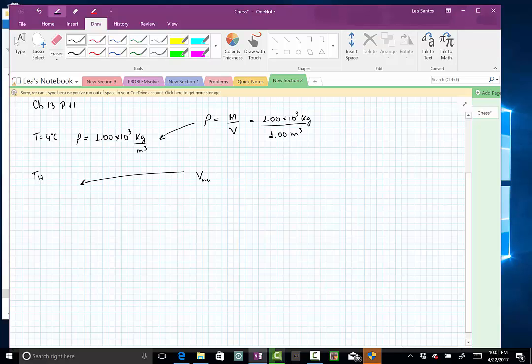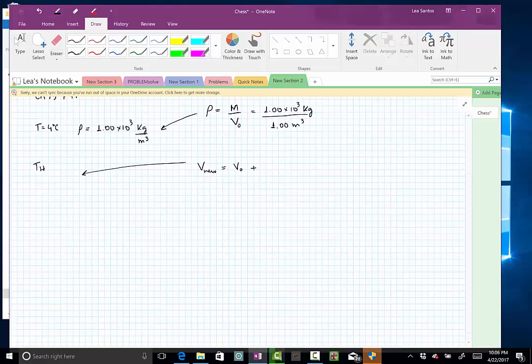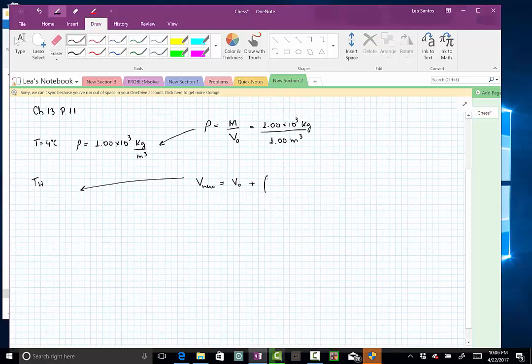So I'll call this the new volume. What is it? Well, it's the original one, which I'll call V naught, plus how much it expands. And so what is this delta V? This delta V depends on the material. So this beta here is the coefficient of volume expansion. You search in a table, look for water. And what else do we have? The initial volume and the change in temperature. So with this expression, you're going to find this new volume.